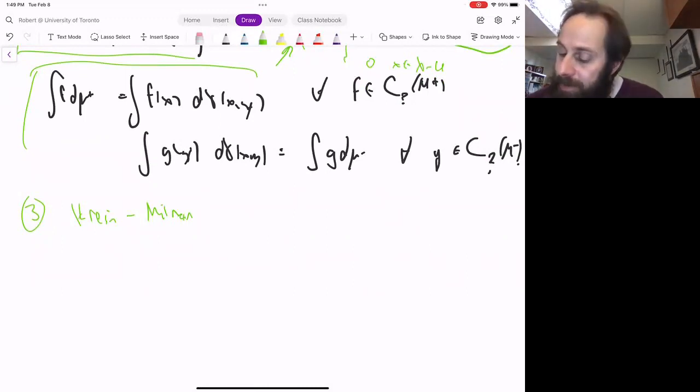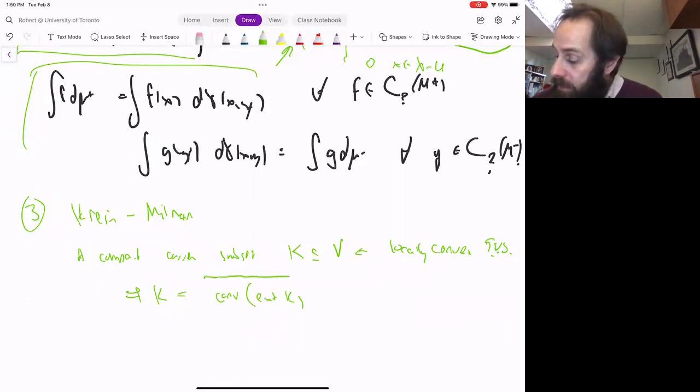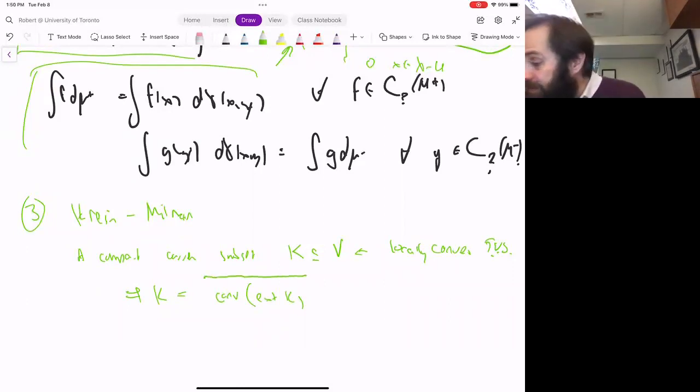But Krein-Milman says that a compact convex subset K of a locally convex topological vector space is given as the closed convex hull of its extreme points. So let's say it's the convex hull of the extreme points of K, but then you have to close it in whatever the locally convex topology is. So TVS is my abbreviation for topological vector space.